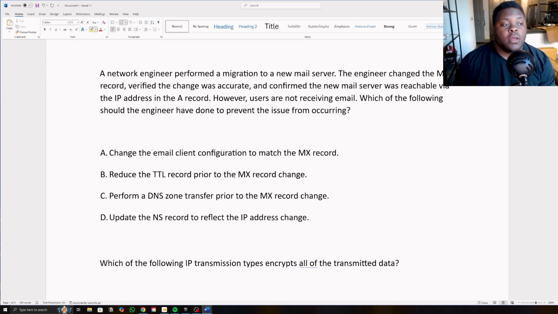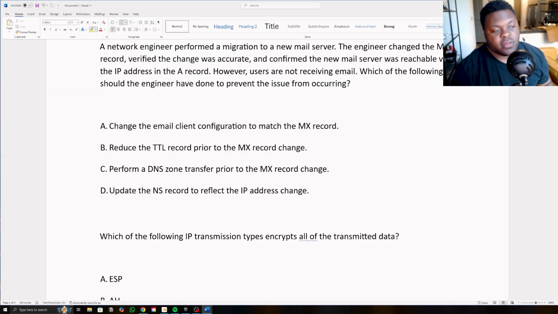Moving right along, a network engineer performed a migration to a new mail server. The engineer changed the MX record, verified the change was accurate, and confirmed the new mail server was reachable via the IP address in the A record. However, users are not receiving email. Which of the following should the engineer have done to prevent this issue from occurring? So we take a look at the answer choices here.